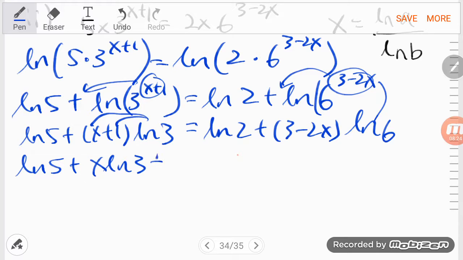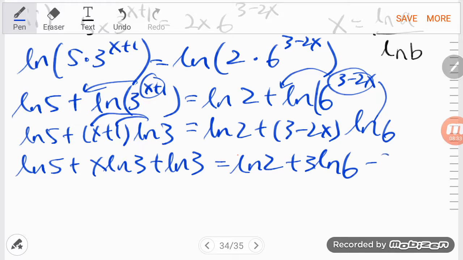x over here, x over there. So let's move them to the left, everything else goes to the right. I'll have x ln 3 minus 2x ln 6. If I bring that over, it becomes plus 2x ln 6. If I take out the x, I'll have x times ln 3 plus 2 ln 6 is equal to ln 2 plus 3 ln 6. And then I will minus ln 5 minus ln 3. Okay.